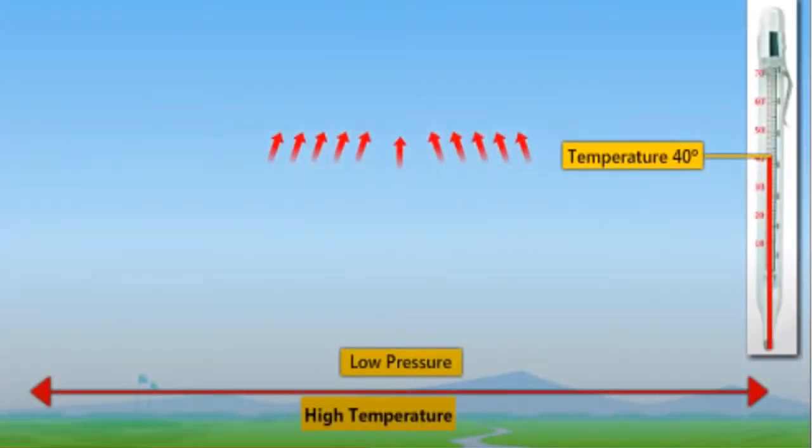Horizontally, the distribution of air pressure is influenced by the temperature of air at a given place. In areas where temperature is high, the air gets heated and rises. This creates a low pressure area. Low pressure is associated with cloudy sky and wet weather.